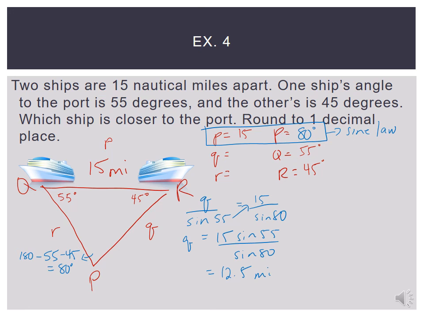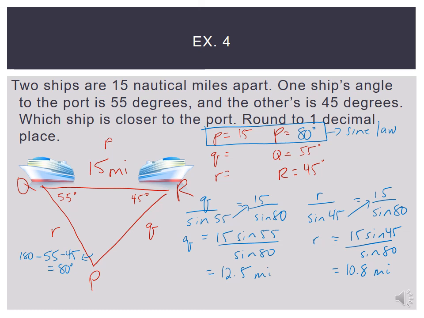Let's do the same thing for R. So R is R over sine R, which in this case is 45. And then again, the other side of the equal sign is what you drew the box around, which was P. Cross multiply. R equals 15 sine 45 over sine 80. Type in your calculator just like you see it. 15 sine 45 divided by sine 80. And we get 10.8 nautical miles.